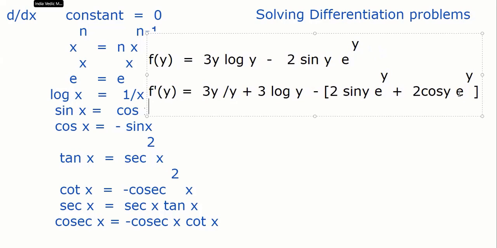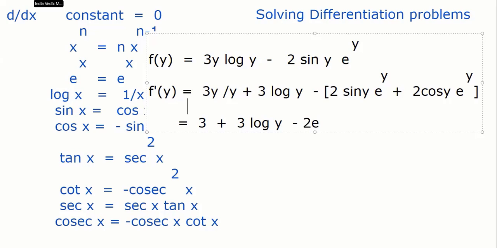So let's simplify. 3y by y is 3. This is 3 log y, 3 log y minus 2 sin e power y. And shall I take the e power y outside? Simplification is our wish. Better to take 2 and e power y outside, because we should always write the answer in the simplest form. Sin y plus cos y. That should be the final answer, right? Which looks much better. Very good, Jayashree.